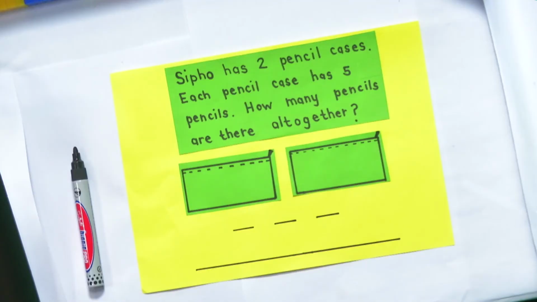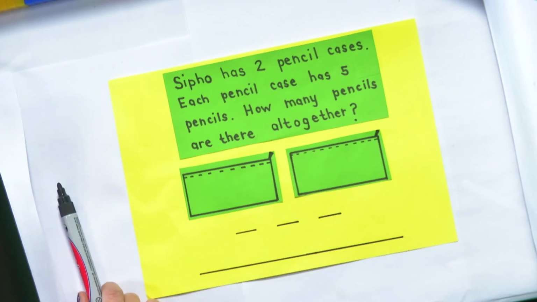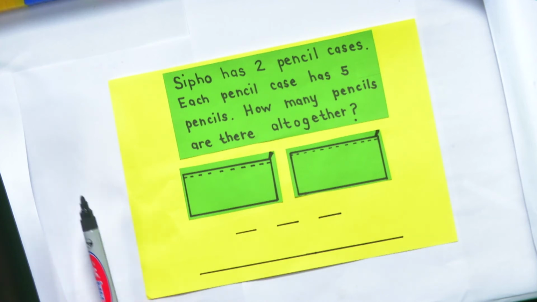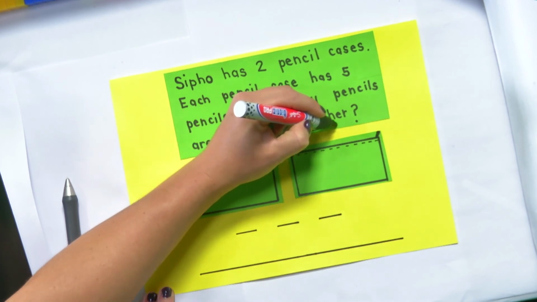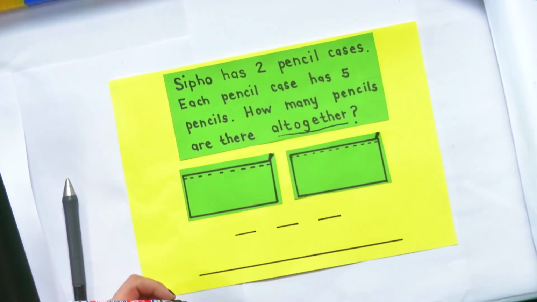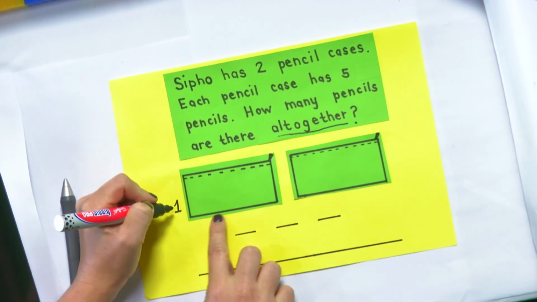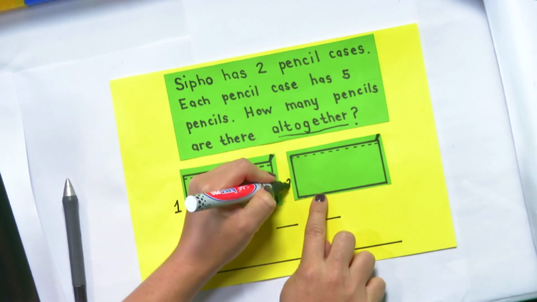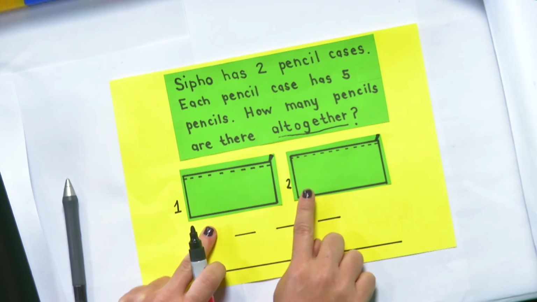Sipho has 2 pencil cases. Each pencil case has 5 pencils. How many pencils are there all together? So can you remember when we see the word all together, it means that we need to add or plus. So here is Sipho's first pencil case, and here is his second one. So we are going to fill his pencil cases with pencils. How many are in each pencil case?